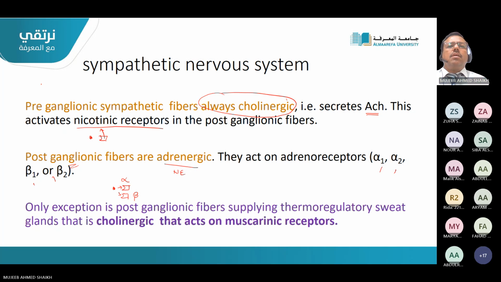The only exception is the postganglionic fiber supplying the sweat gland, which is cholinergic. At only one place the neurotransmitter secreted in the postganglionic fiber of the sympathetic nervous system is acetylcholine, and it acts not through nicotinic but through muscarinic receptors. So the receptors at the sweat glands, suppose this is a sweat gland, are muscarinic.